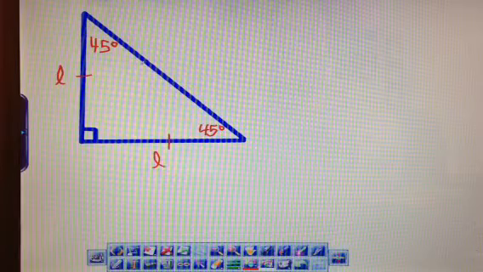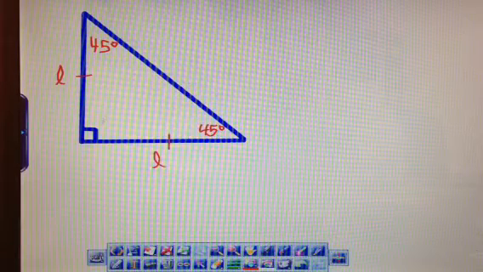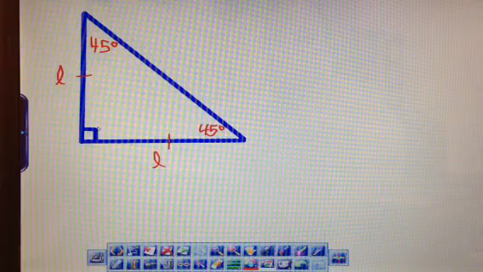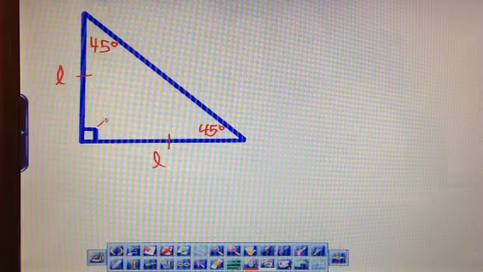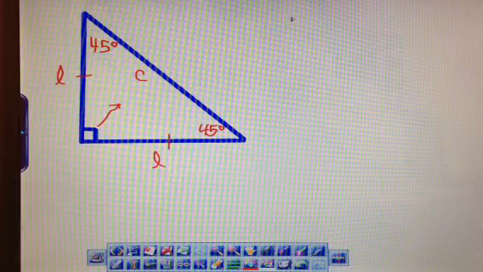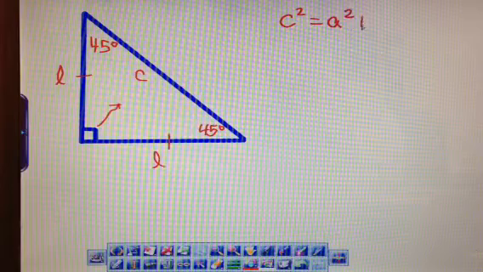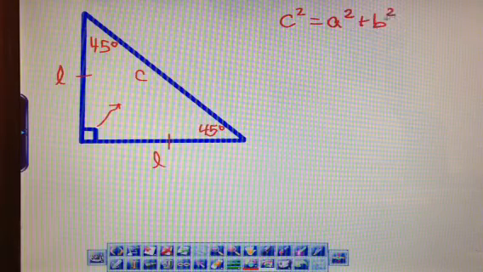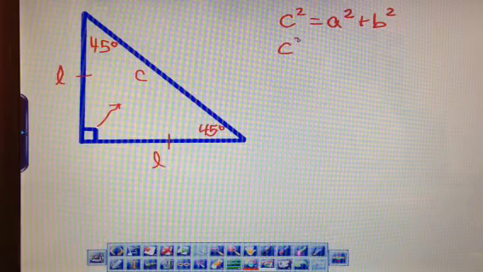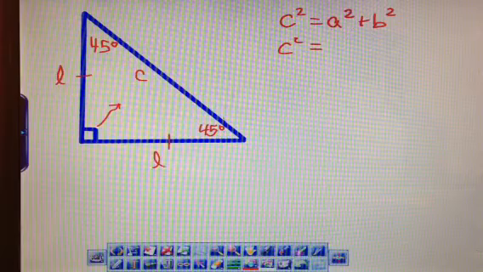Now let's see if we can come up with an expression for this third side. It's a right triangle, so we can use the Pythagorean theorem. Across from the right angle is always our C, so for now, we'll let that be C. So we got C squared equals A squared plus B squared. That's the Pythagorean theorem. Right now, we're just letting it be C, and we're going to try to solve for C.